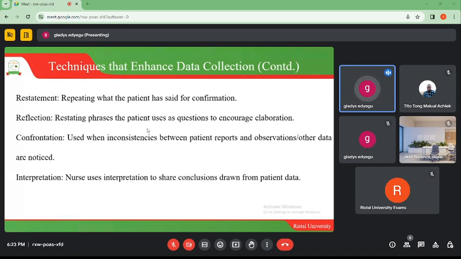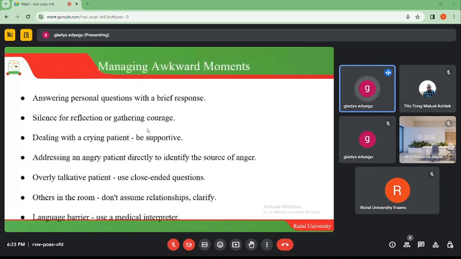So all those are techniques that can help us collect enough data that can lead us to proper diagnosis and management of our patients. Then managing awkward moments. There are times whereby you get a patient and the patient is not responding. The patient is not even telling you exactly what has brought him, and you're there, but you're supposed to handle that patient. So how are you going to do this? Answering personal questions with a brief response.